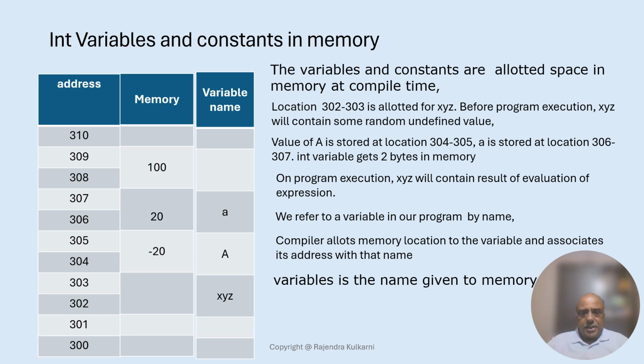So we can say that a variable is the name given to a memory location. When we say A or XYZ, then we are actually giving 302 a name, XYZ.